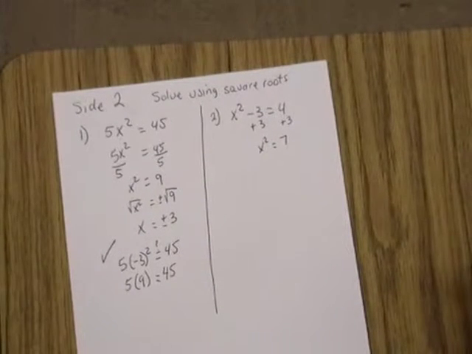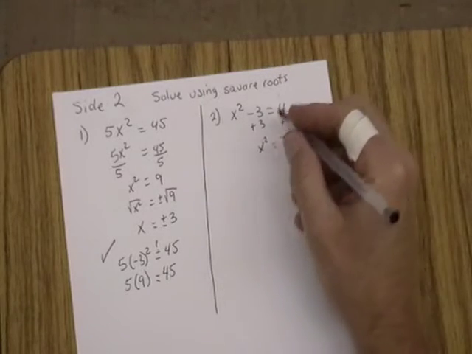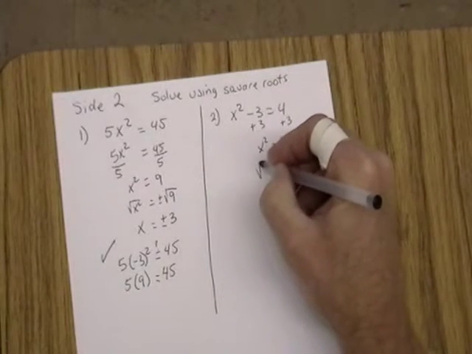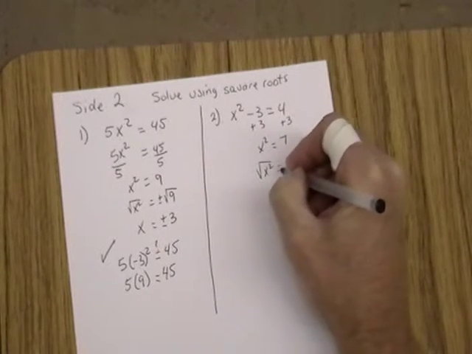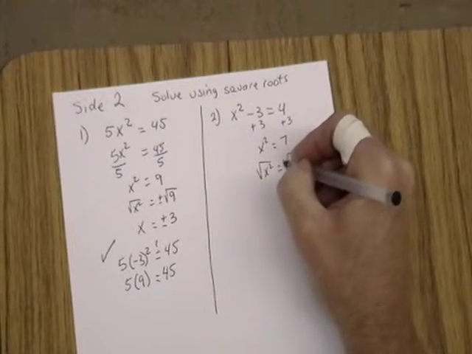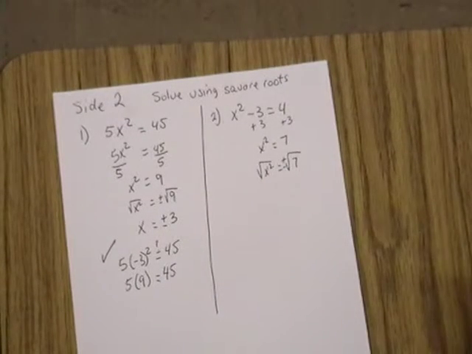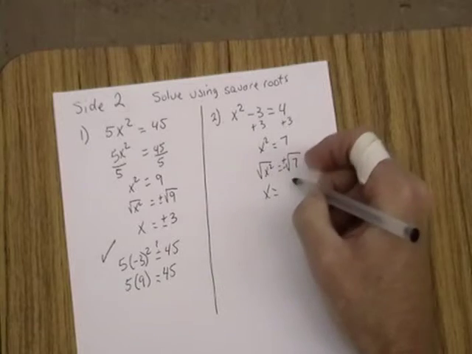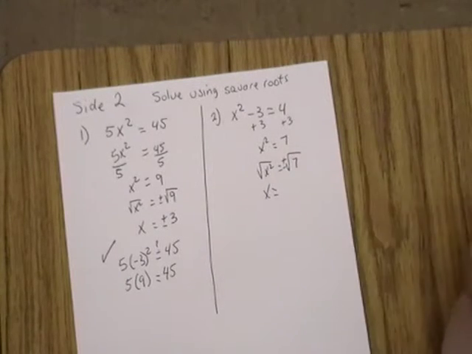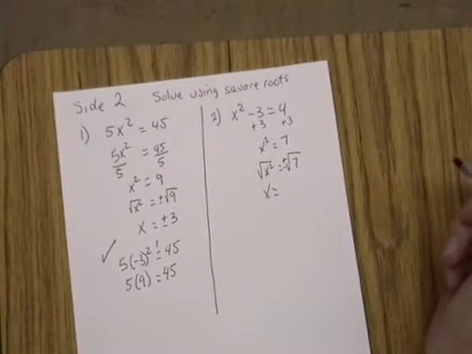At this point, then we're going to take the square root of both sides. And again, it's a positive or negative square root of 7. So x equals positive or negative square root of 7.